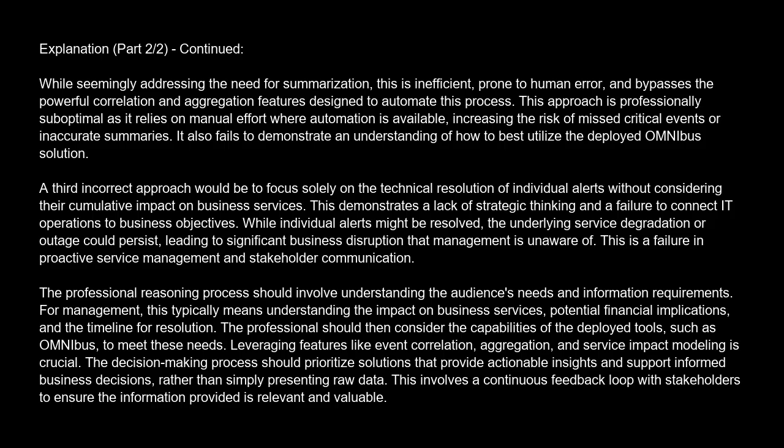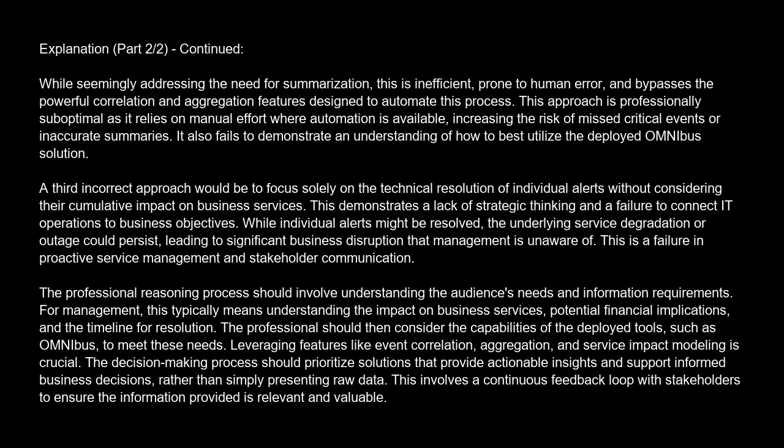While individual alerts might be resolved, the underlying service degradation or outage could persist, leading to significant business disruption that management is unaware of. This is a failure in proactive service management and stakeholder communication. Professional reasoning process should involve understanding the audience's needs and information requirements. For management, this typically means understanding the impact on business services, potential financial implications, and the timeline for resolution.